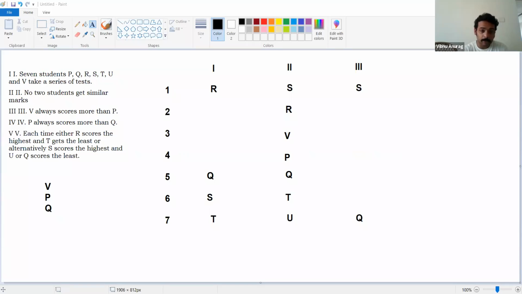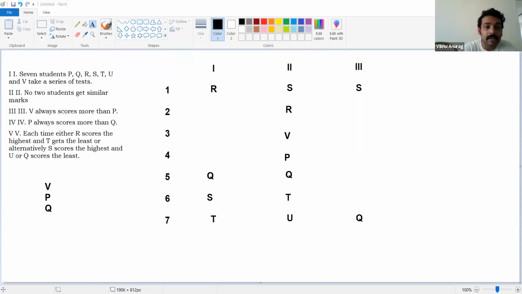U is ranked third or fourth. Yes, it's possible because we don't really have any conditions for U. You can put U anywhere, second, third or fourth, it doesn't really matter. D, T is ranked fourth or fifth, which is wrong because T is last. T is last. So C is the answer. Question number 19, the answer is C. Hope it is clear. Question 19, the answer is C.